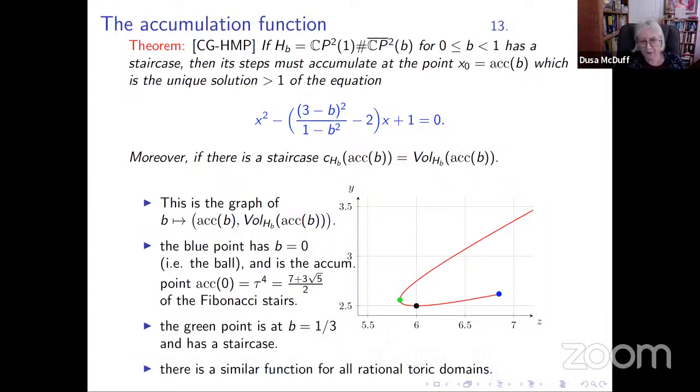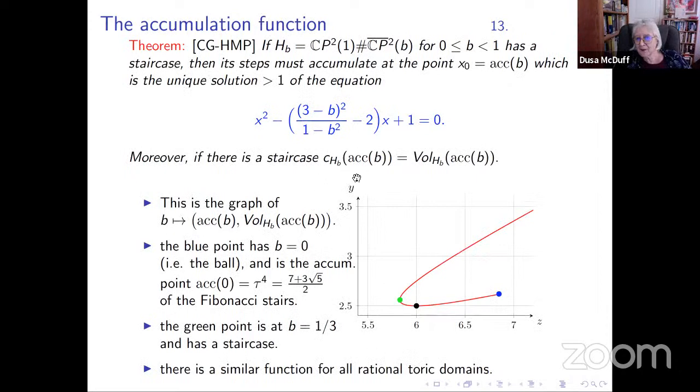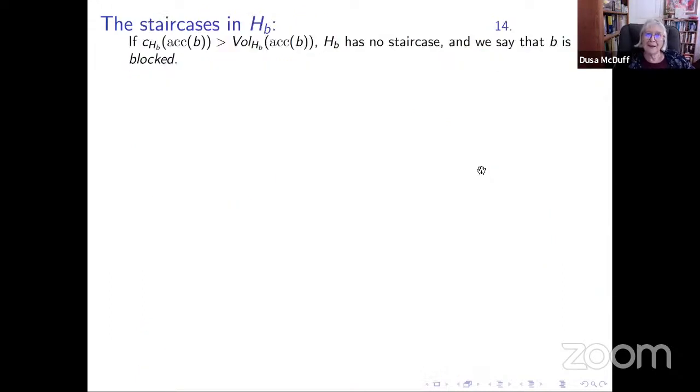And actually, there's a similar function for all rational toric domains. I'm just concentrating on this one example because we wanted to try and understand it. Now, let me introduce some language. If there is a staircase, we know that the capacity function at that special accumulation point is equal to the volume. So if you can calculate that at the accumulation value, given a b, there is an obstruction, then there can't be a staircase. And we say that those b's are blocked. So there is a bunch of b's that are blocked.